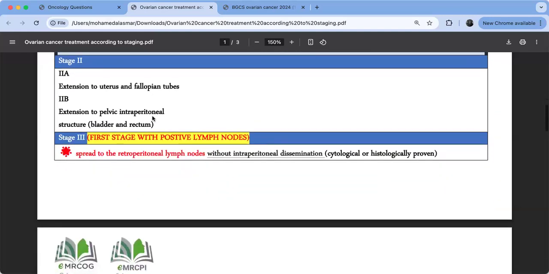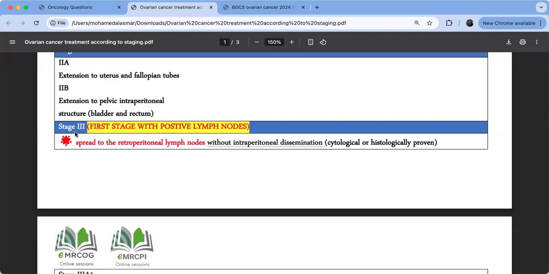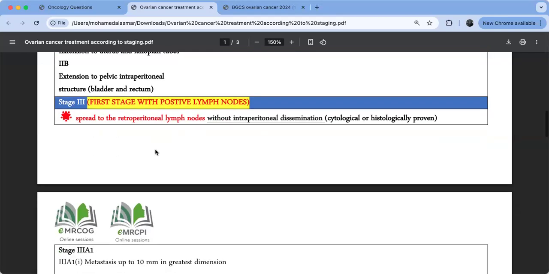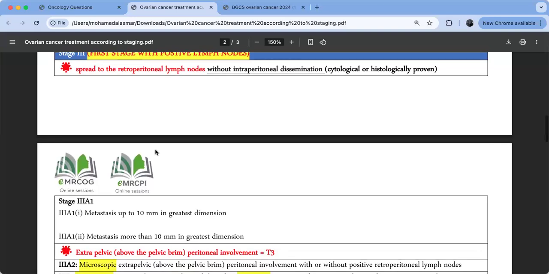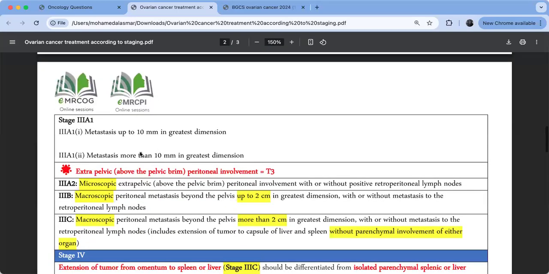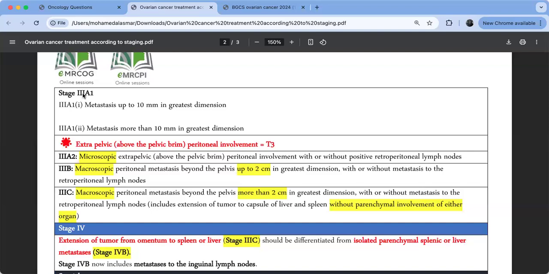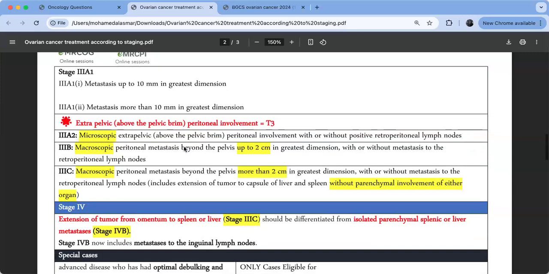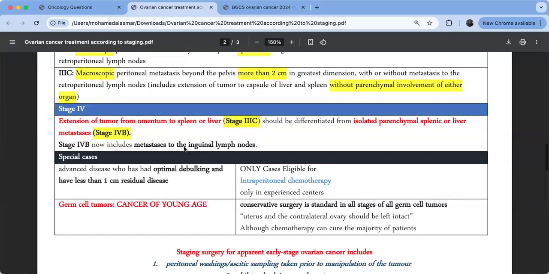Stage 2 with extension to the uterus and fallopian tube is 2A, 2B is extension to the pelvic intraperitoneal structure. In stage 3, the first stage with positive lymph nodes, with or without the retroperitoneal lymph node. So the management here for all stage 3 will depend on neoadjuvant 3 cycles, then debulking surgery, then 3 cycles. Okay, my friends?